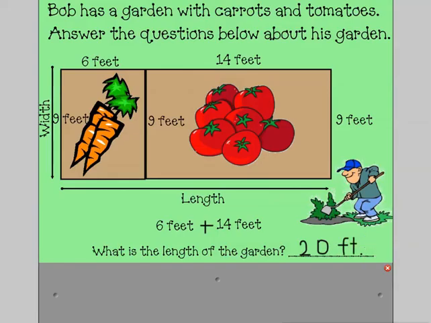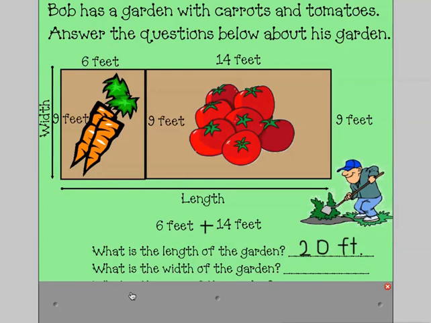Okay, taking a look at our next question. What is the width of Bob's garden? So the width of his garden is easy. Again, we don't even have to do any adding because it's all one size. The width of Bob's garden is 9 feet.